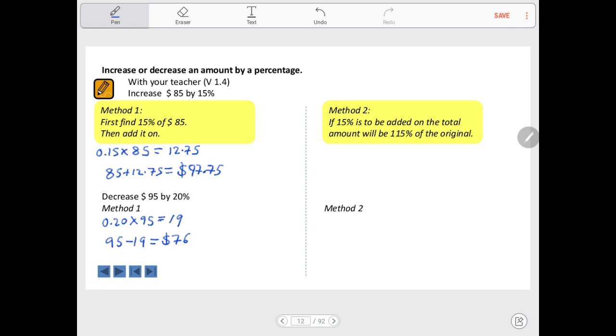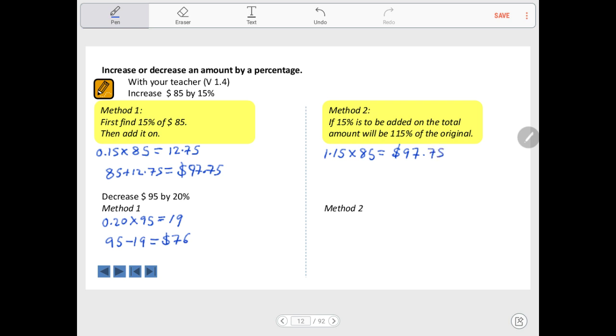Right, so method 1 is fine, but method 2 is quicker. It's interesting that if you increase something by 15%, you're actually finding 115% of the original. So we can go straight to that. 115% as a decimal, we divide that by 100 and we get 1.15, which we multiply by 85. And if you check that on your calculator, you'll get exactly the same, 97.75.